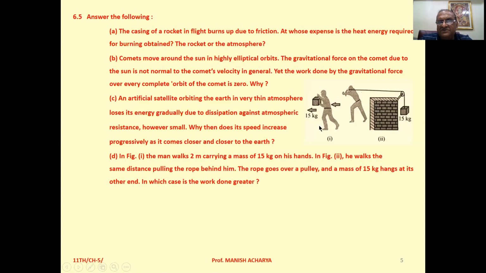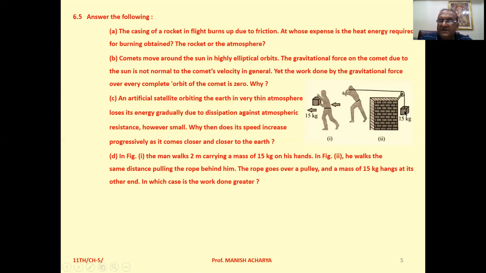See, in this first case, the displacement is in the horizontal direction and the force of gravitation is downward. So both are perpendicular, so work done is zero. In the second case, when the man is moving in this direction, the pulling force by the man is on the rope and that is transferred to this object.